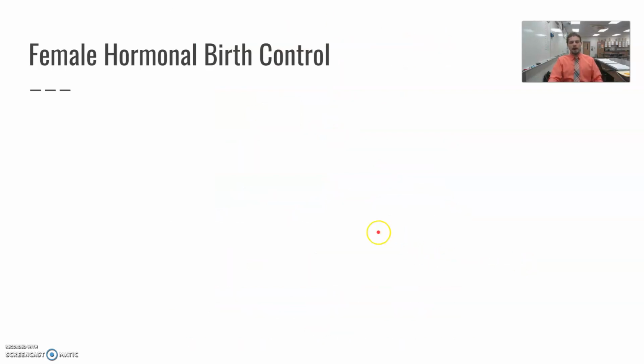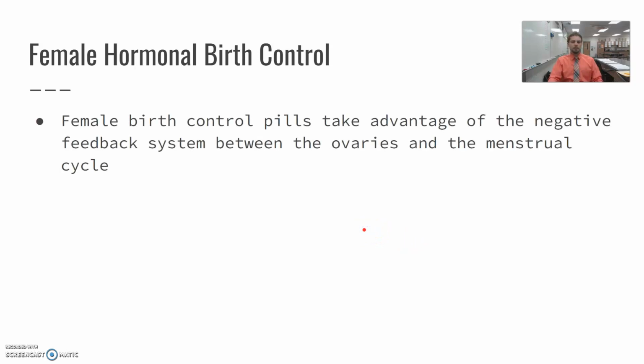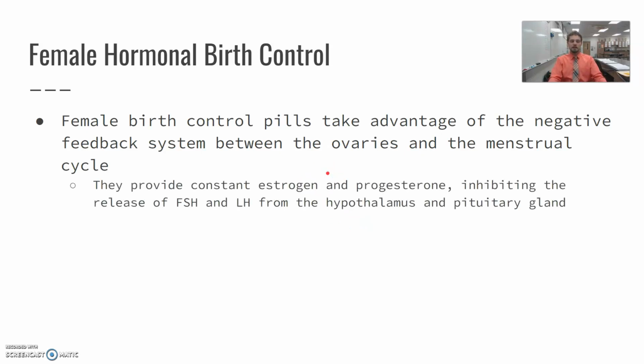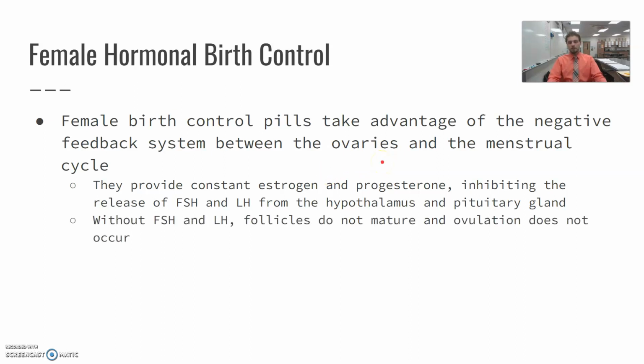One other thing I wanted to add here, because I didn't really know exactly where to put it with the rest of these videos, is to talk about hormonal birth control from the female perspective. So birth control pills for females take advantage of that negative feedback system between ovaries and the menstrual cycle. Basically, they're going to be providing constant levels of estrogen and progesterone, while also inhibiting the release of FSH and LH from the hypothalamus and the anterior pituitary gland.